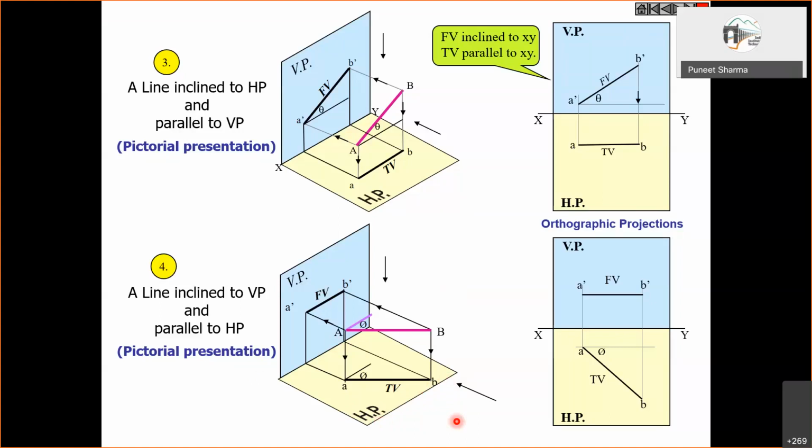Okay. So these features we need when we have to draw the projections of a line which is inclined with both the planes. So that is why I discussed this all. Okay.